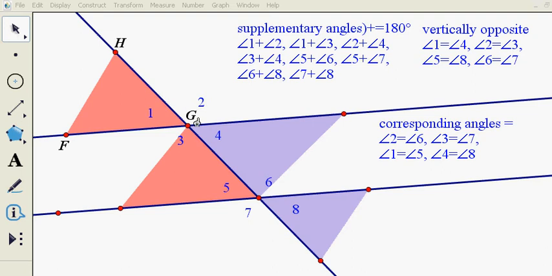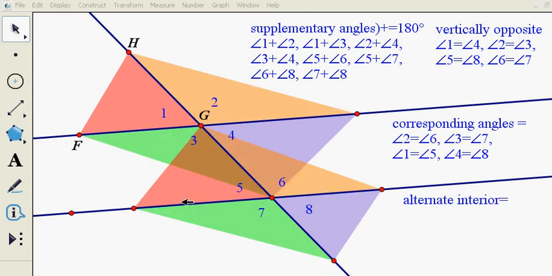Here's an upside down backwards F, and number 2 angle with the number 6 angle, and the number 3 and the angle 7. The corresponding angles are kind of like the F angles. Vertically opposite kind of make an X angle, supplementary just make a line.